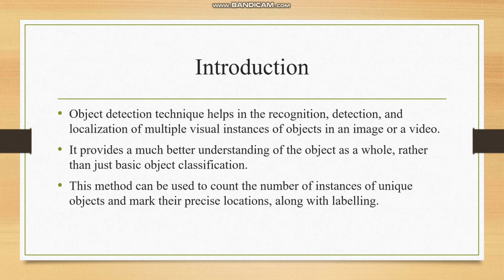And the object detection technique helps in the recognition, detection, and localization of multiple visual instances of objects in an image or a video. It provides a much better understanding of the object as a whole rather than just basic object classification. This method can be used to count the number of instances of unique objects and mark their precise locations along with labeling.